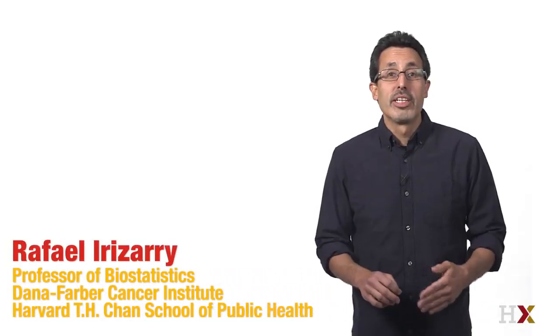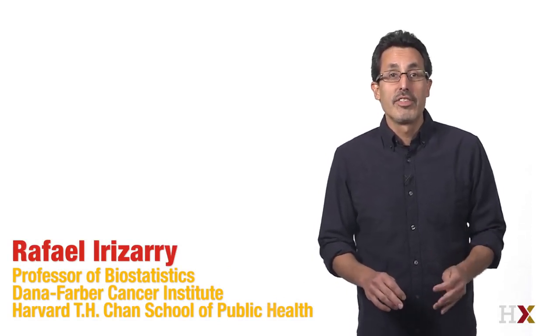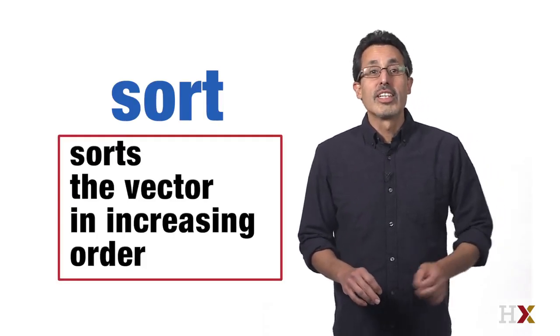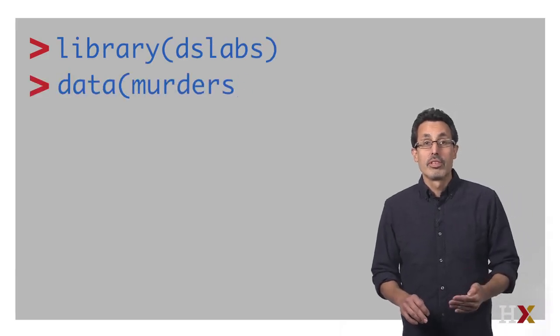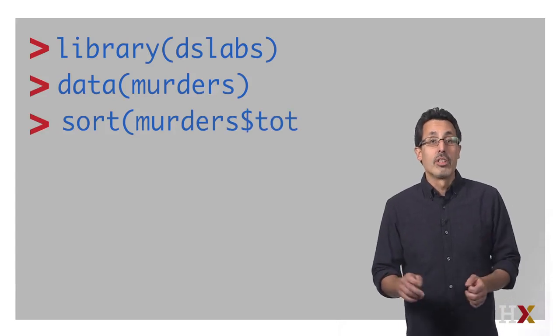Now that we have some basic R knowledge under our belt, let's try to gain some insights into the safety of different states in the context of gun murders. We want to rank the states from least to most dangerous. The function sort sorts a vector in increasing order. So we can see the largest total number of gun murders by simply typing sort and then murders$total.